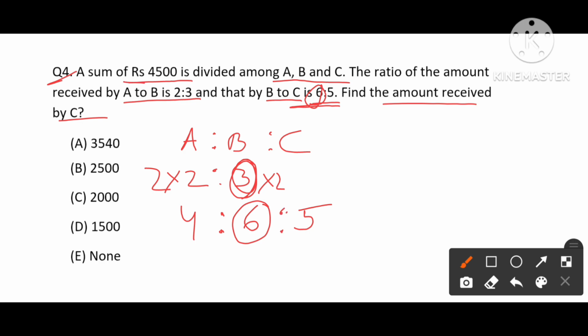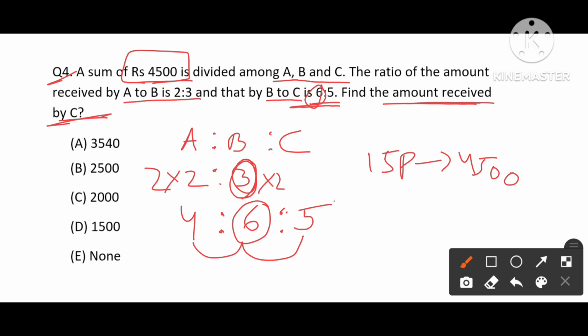So the total amount is also given, which is 4500. That means 4 plus 6 plus 5, which will be 15 parts. 15 parts value is 4500. Now the question asked is to find the amount received by C.